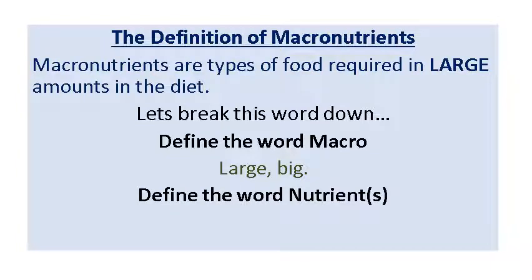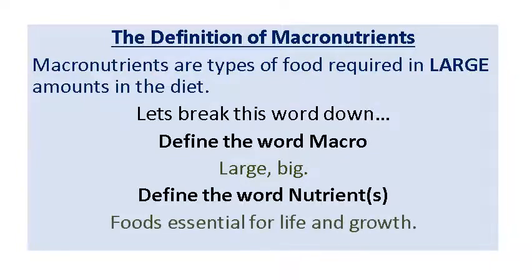And then you define the word nutrients. These are the foods that are essential for life and growth. The foods that we take in are giving us nutrients to live, to breathe, to survive. So macro meaning large, and then nutrients. So with macronutrients, we need these nutrients that are for life and growth in large amounts.